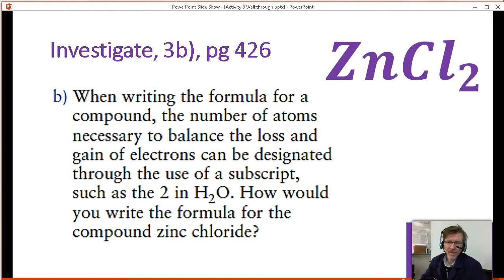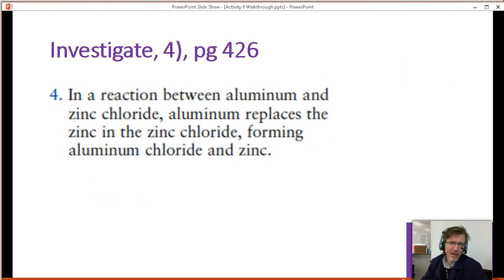Bam! Zinc chloride. This means 2 chlorine atoms for every 1 zinc atom in the compound, which is a combination of atoms called zinc chloride. All right, investigate number 4. I think this is the last question in the investigate section, which is good because we're making good time here.